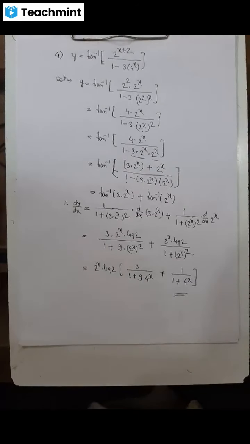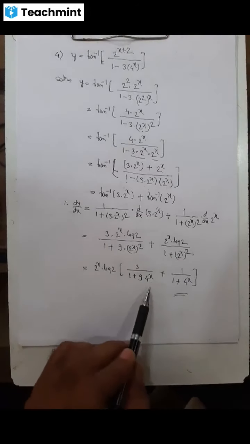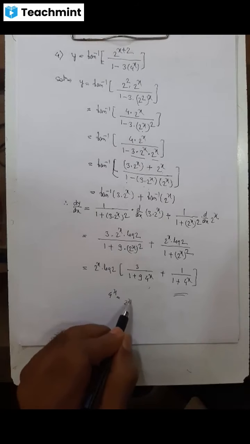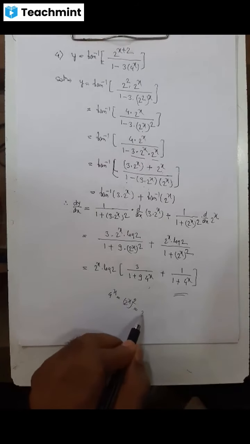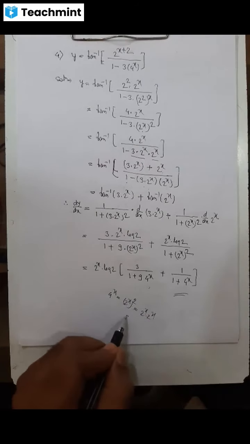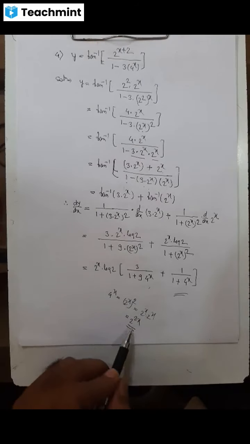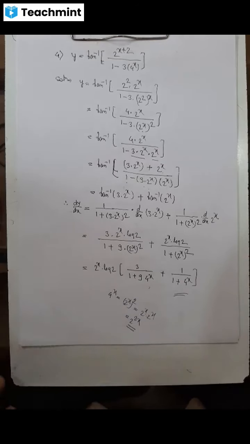Okay, 4 to the power x or 2 to the power 2x, you can write either, no problem. Note that 4 to the power x means 2 to the power x square. This means 2 to the power x into 2 to the power x, and this means 2 to the power 2x also. You can write 2 to the power 2x or 4 to the power x, one and the same.